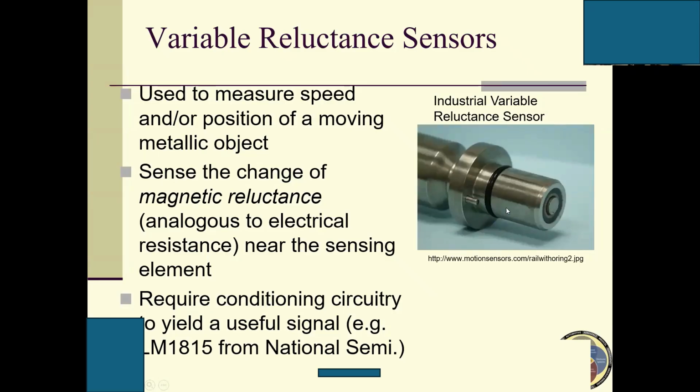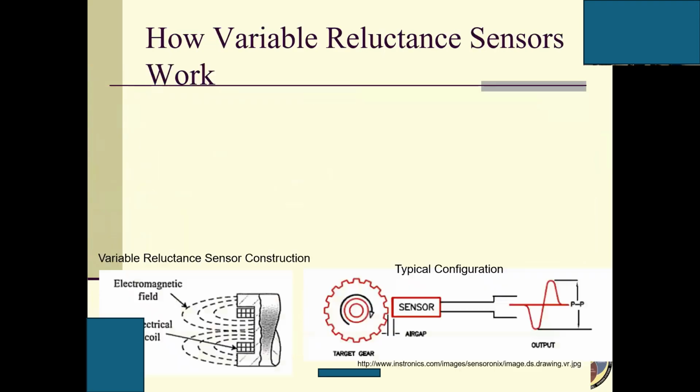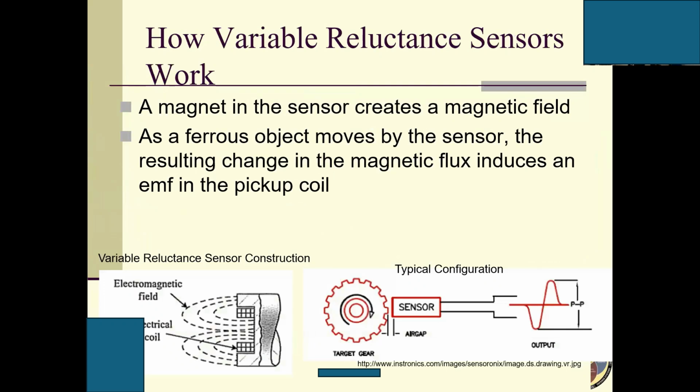So here is a website on variable reluctance sensors. How do these sensors work? Whenever you have a sensor, you must show what the working principle is. Here, a magnet in the sensor creates a magnetic field. As a ferrous object moves by the sensor, the resulting change in the magnetic flux induces EMF in the pickup coil.